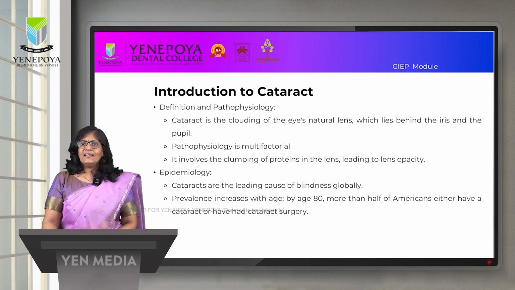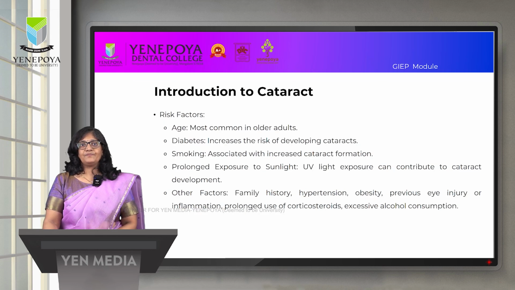cataract. Cataract is one of the leading causes of blindness globally. Prevalence increases with age. By the age of 80, more than half of the Americans and Indians either have cataract or have had cataract surgery.